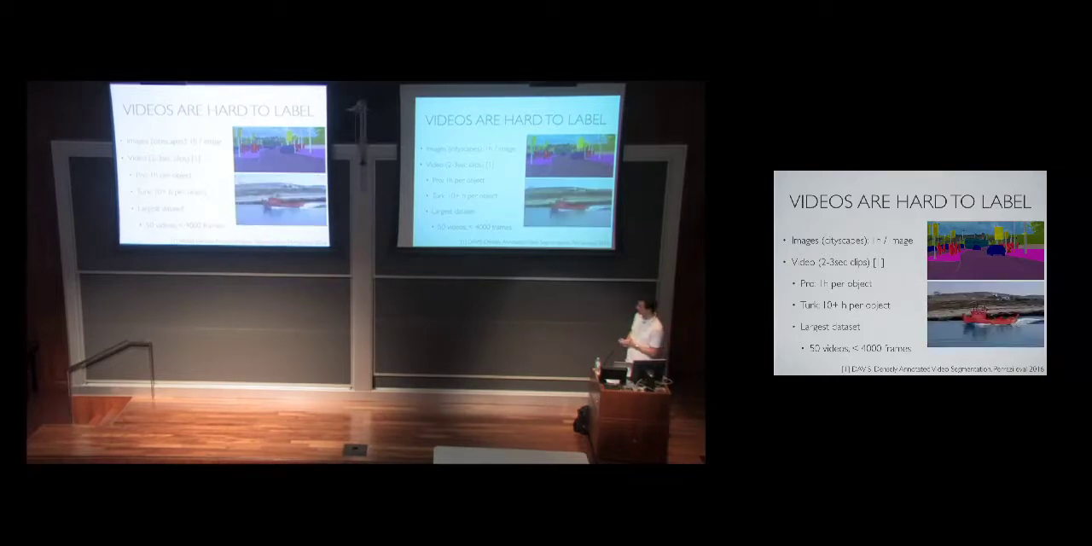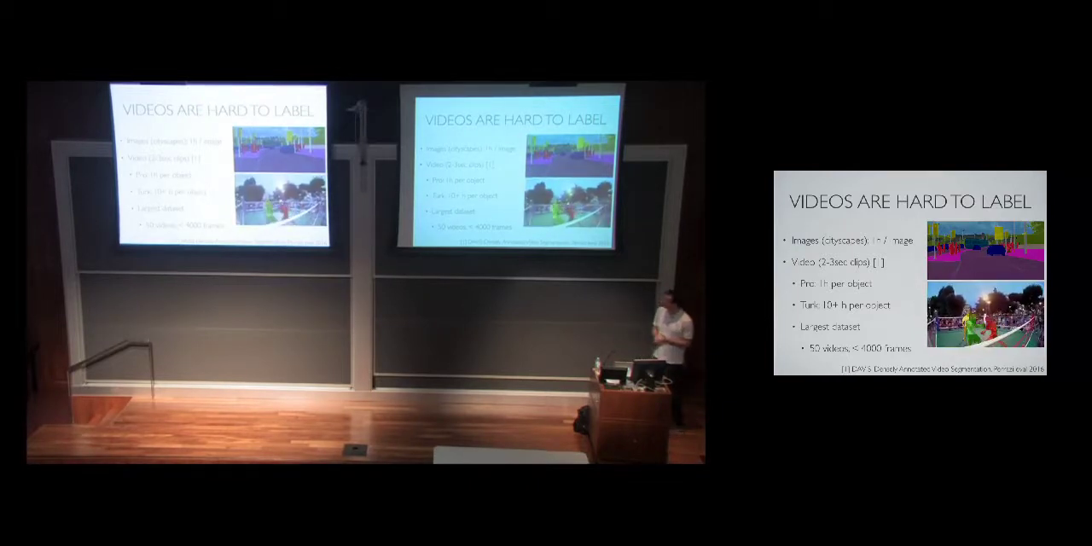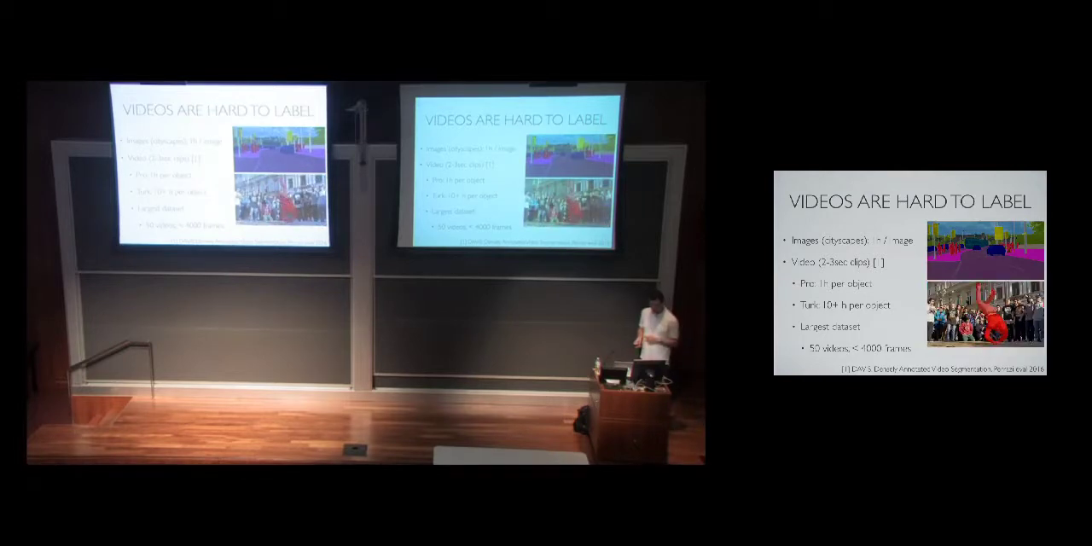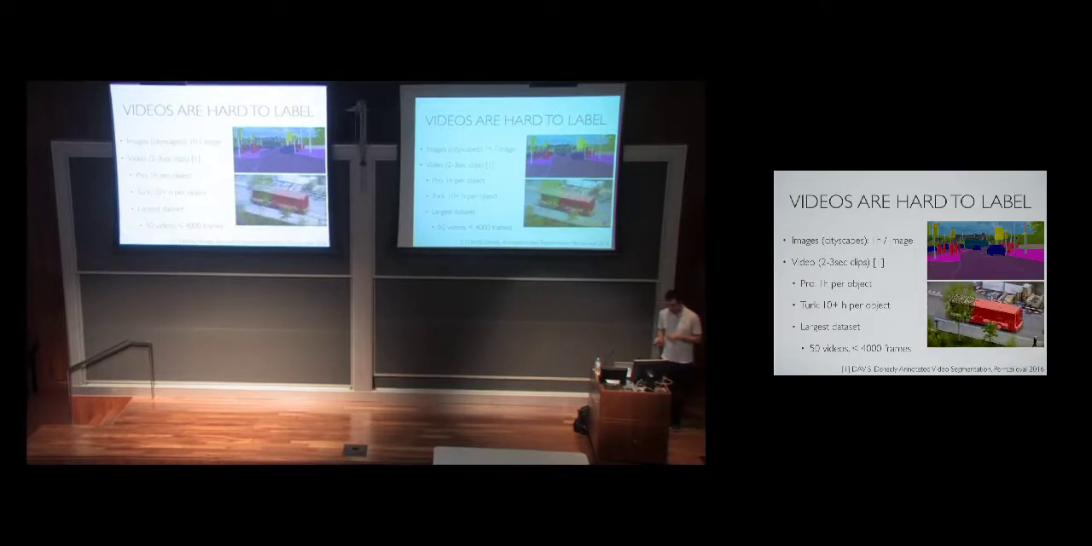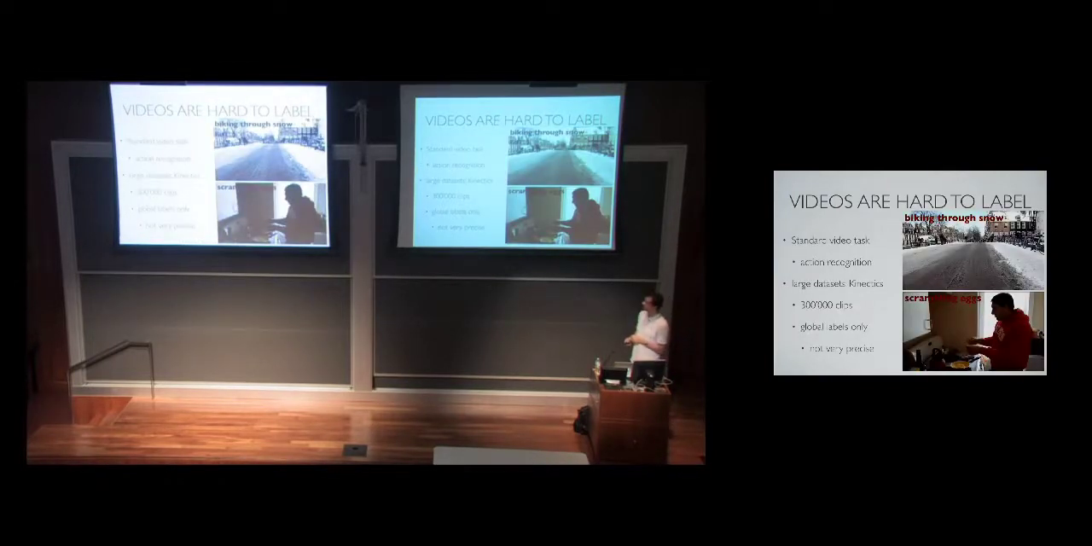And so that's why the largest data set of pixel perfectly segmented videos is only about 50 videos and less than 4,000 frames long. And so what most people focus on is action recognition. In action recognition, you're just going to try to predict one global label. What is the most dominant action you're going to see in this video? And so there's large data sets for this. There's Kinetics, which has 300,000 clips, one global label, and the label is actually not even that precise.